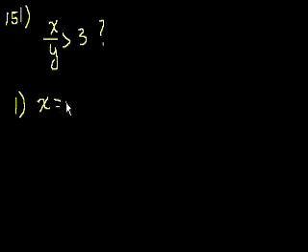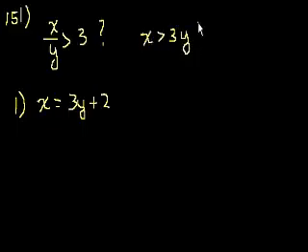So x is equal to 3y plus 2. Let's rewrite the original question, because I think it's going to look a lot like this. If we multiply y times both sides of this inequality, we don't have to change the inequality because they told us that y is positive. They're both positive. So if you multiply both sides by y, you get x is greater than 3y. This is the same question as this.